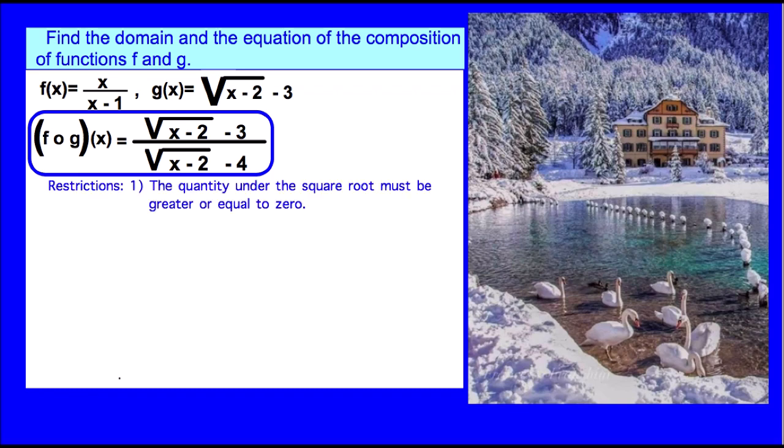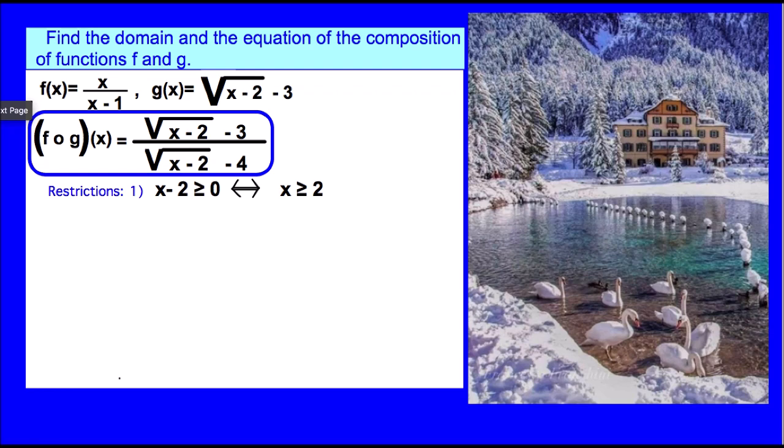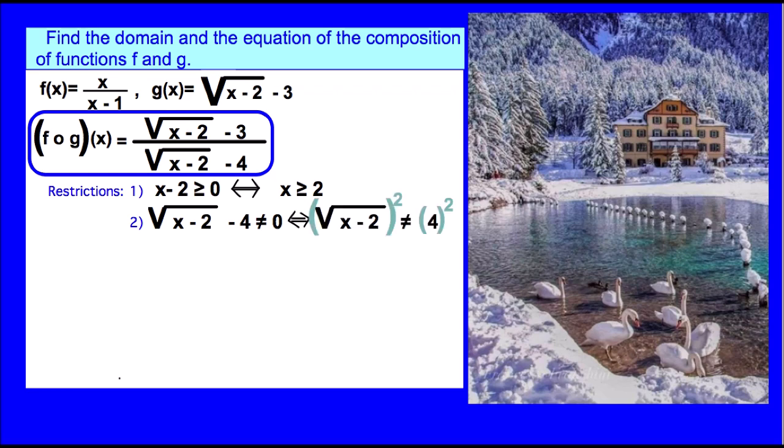The restrictions on this are as follows. The quantity under the square root must be greater than or equal to 0. X minus 2 is greater than or equal to 0, which is equivalent to x is greater than or equal to 2. The denominator cannot equal 0. Square root of x minus 2 minus 4 does not equal 0. Separate to different sides of the equation and square both sides. This is equivalent to x minus 2 does not equal 16, which is equivalent to x does not equal 18.